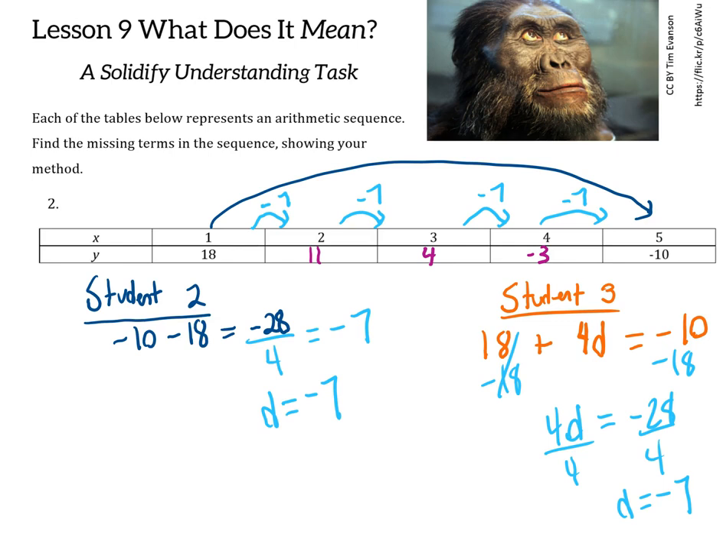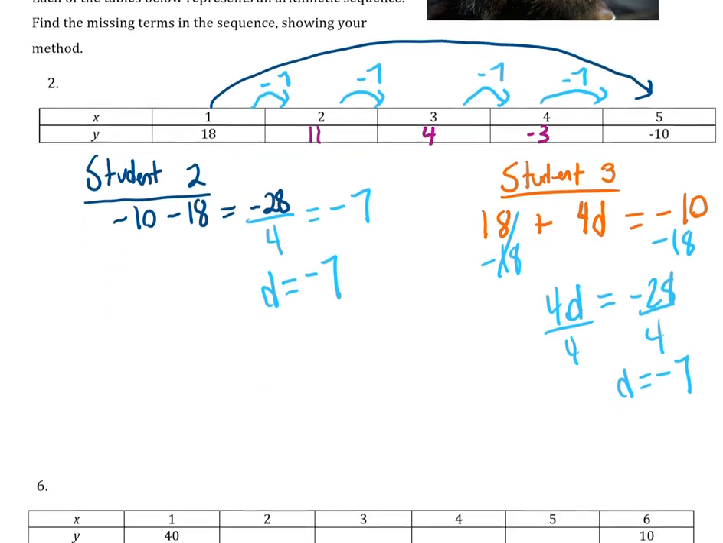So both students have valid strategies that work, and that would get us to fill in the table in the same way. And the nice thing about these two strategies, as opposed to the find the middle strategy, is that they'll continue to work no matter whether the number of spaces is odd or even.